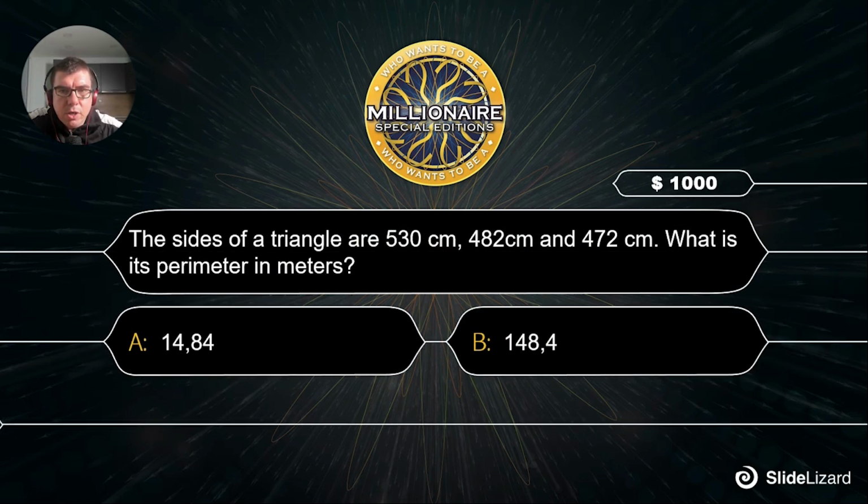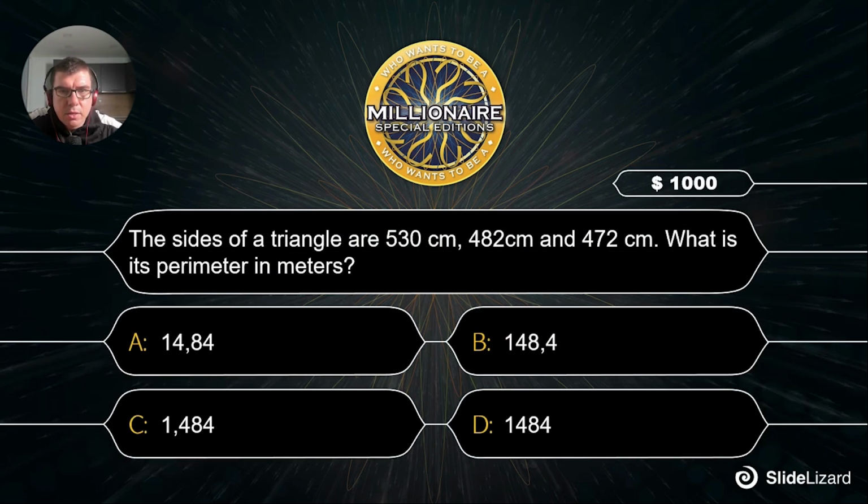The sides of a triangle are 530 centimeters, 482 centimeters and 472 centimeters. What is the perimeter in meters? Think about it. 5 seconds. Pause the video if you need to calculate it and tell me the answer.